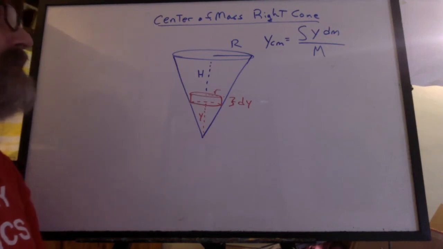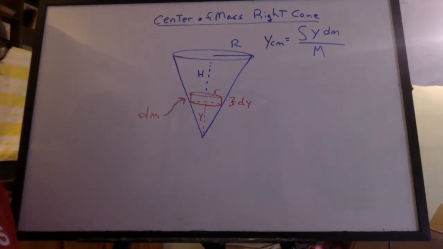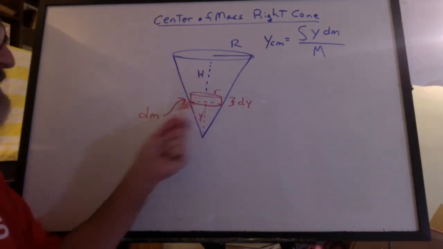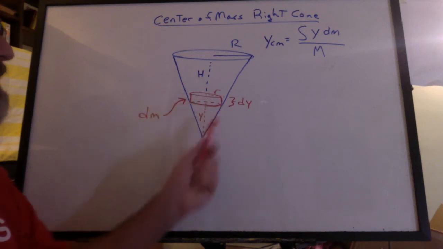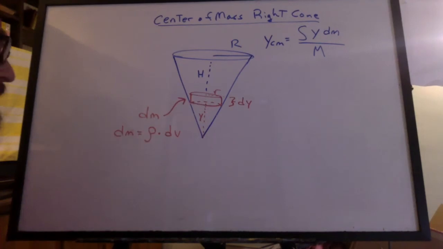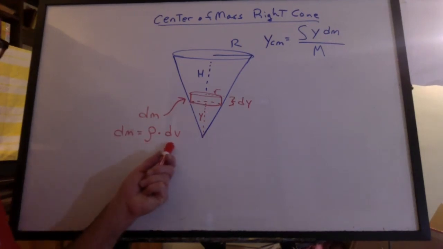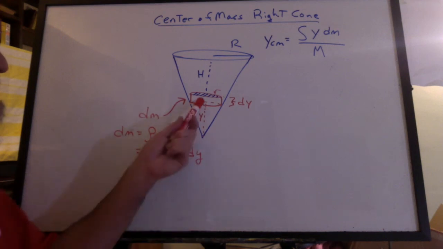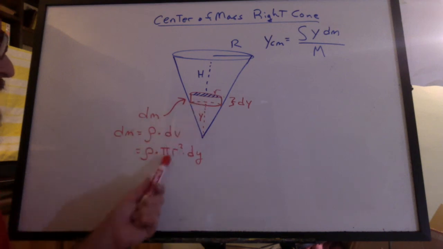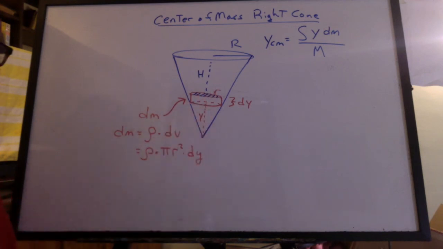Okay, to finish up the center of mass of the right cone, we start with the formula for the y center of mass. We slice this up into disks. That's a dm. The y is how far it is from here. dm is a volumetric density times a little volume. And the little volume of this disk is going to be the area at the top of the disk times how thick it is. That's the dy.